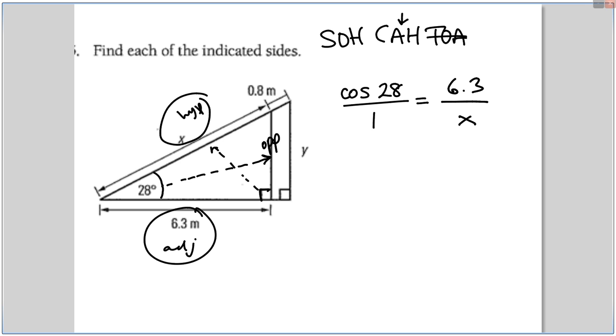Cross multiplication now. And this is the one that screws people up because now X is in the bottom. So what do I times? 1 and 6.3, good. And then I divide by cos 28, right? So basically it'll be 6.3 divide cos 28.